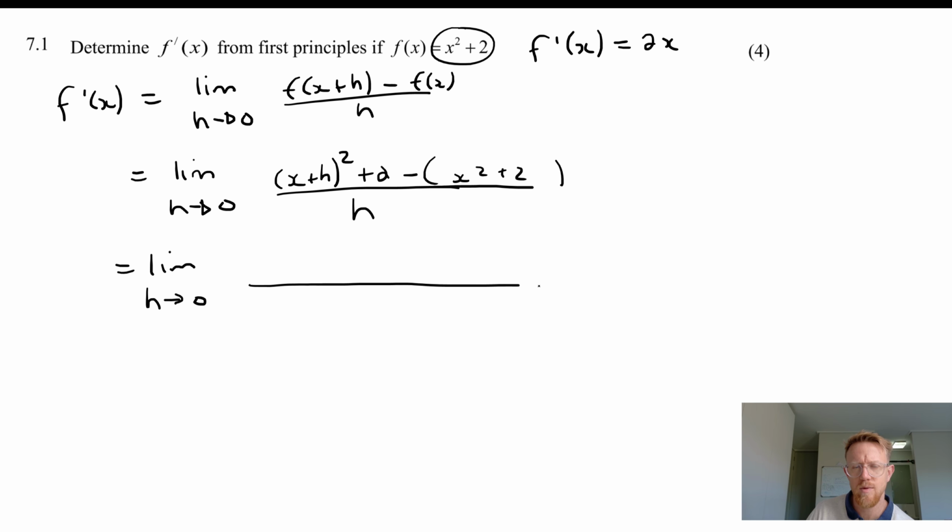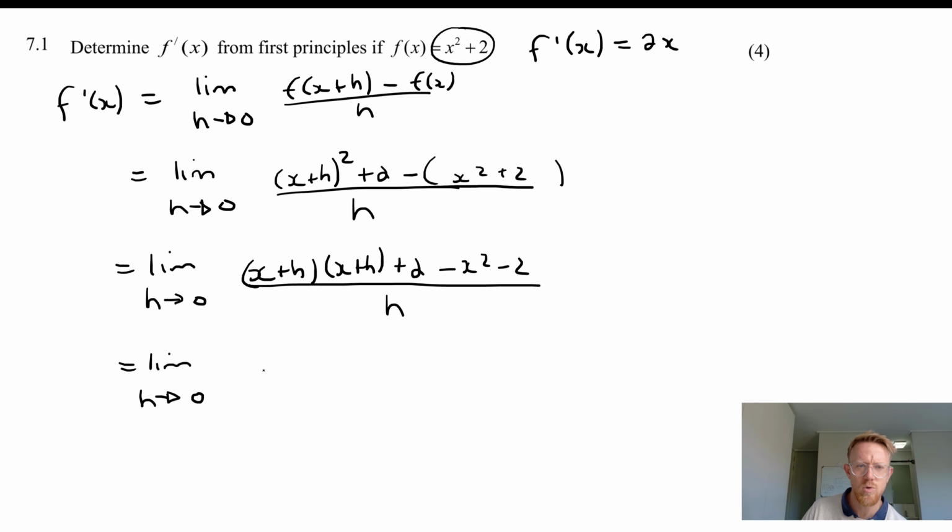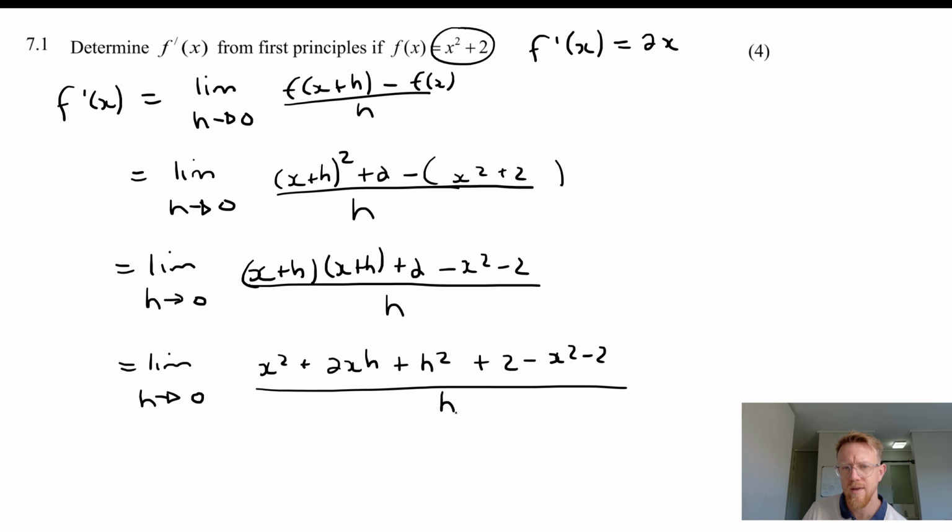And then we're now going to go and expand. So you don't want to put the 2 on the inside and the inside. That's not correct. So you rather make double brackets. And then I'm going to multiply this negative inside. So it's just negative x squared minus 2 over h. And then you'll get x squared plus 2xh plus h squared plus 2 minus x squared minus 2 all over h.